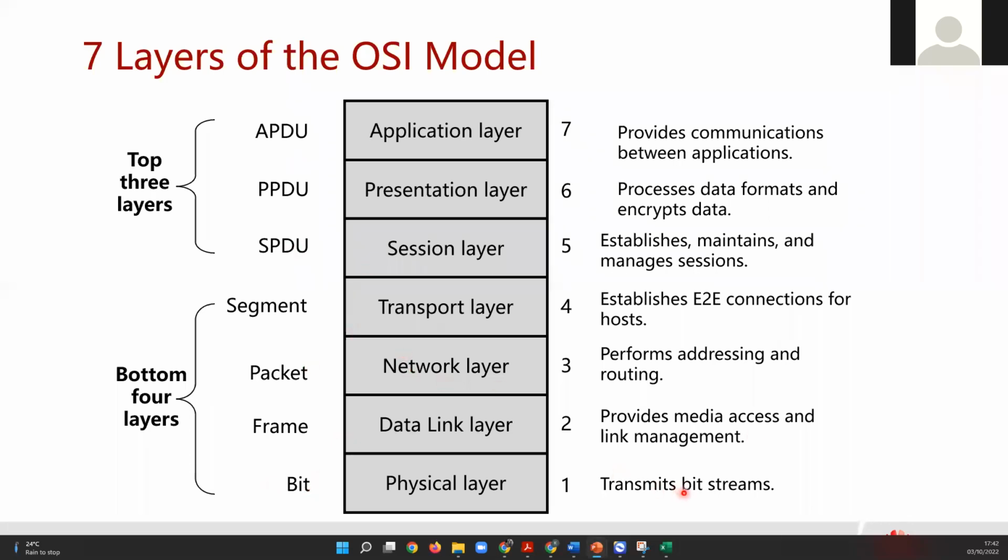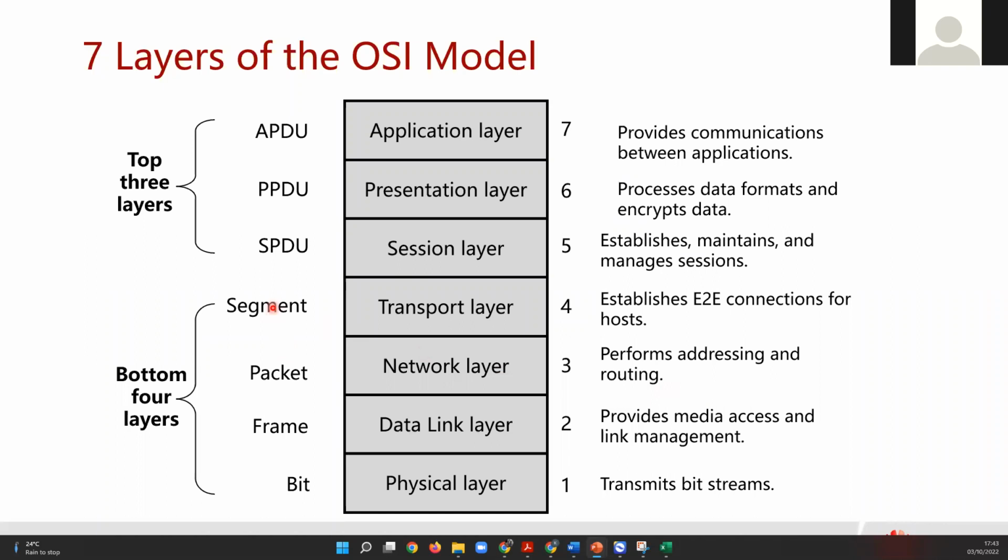So in the physical layer, it's all about bitstreams. If it's Ethernet on the copper wire, it's all about the bits. In the data link layer, it's all about media access and link management. They're usually called frames at this level. And the network layer, which is the most common, they're usually called packets, and here there is a lot of addressing and routing.